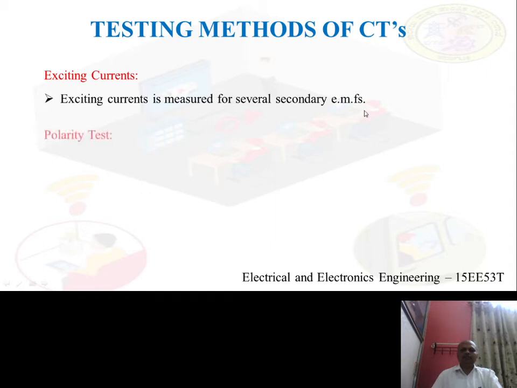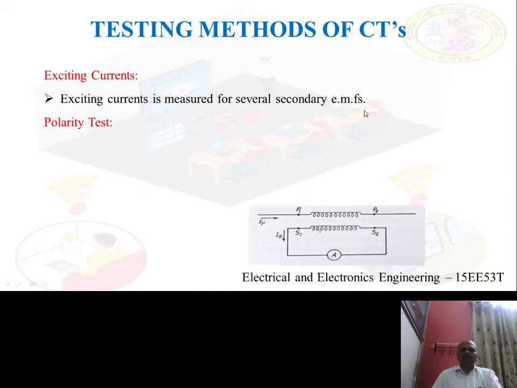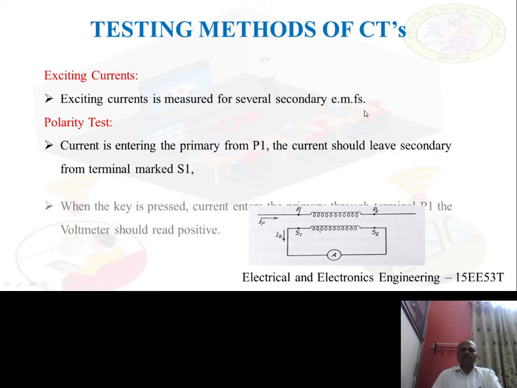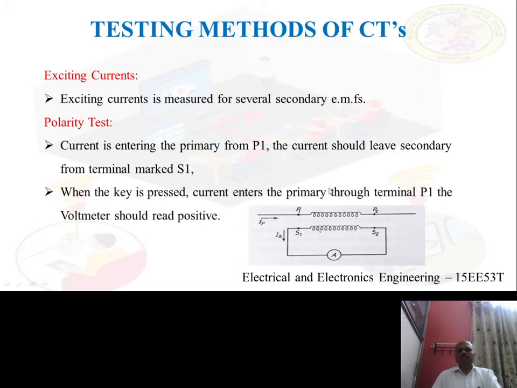Polarity test. In this test, a voltmeter is connected across secondary. When the key is pressed, current enters the primary through the terminal P1. The voltmeter should read positive.